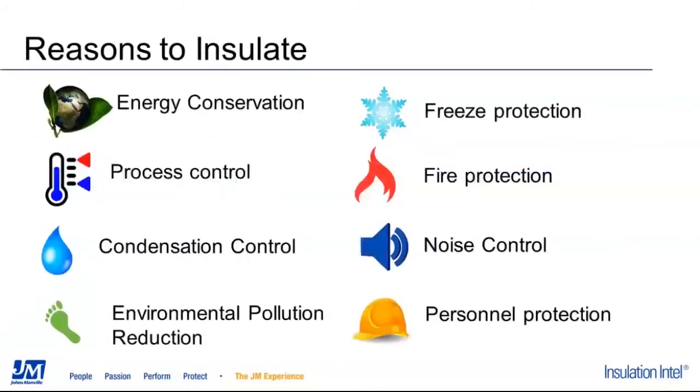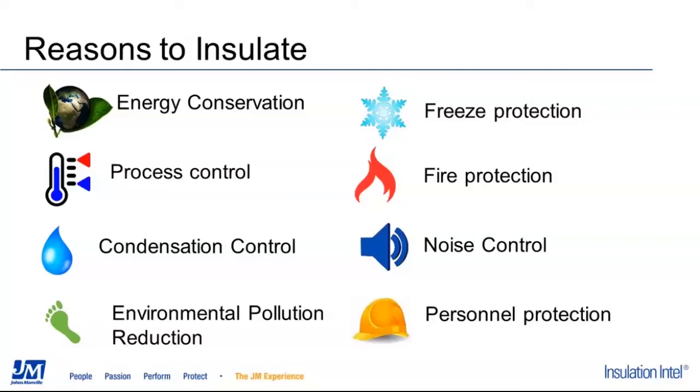So what should be considered when selecting insulation type, and why do we insulate? So we're talking about thermal insulation, and it has multiple benefits. Many are related to thermal performance. By reducing heat flow, which will be loss or gain of heat, the insulation can help us achieve energy conservation, process control, condensation control, reduction of environmental pollution, freeze protection, also personnel protection. By having sufficient amount of insulation, we can achieve safe-to-touch conditions.